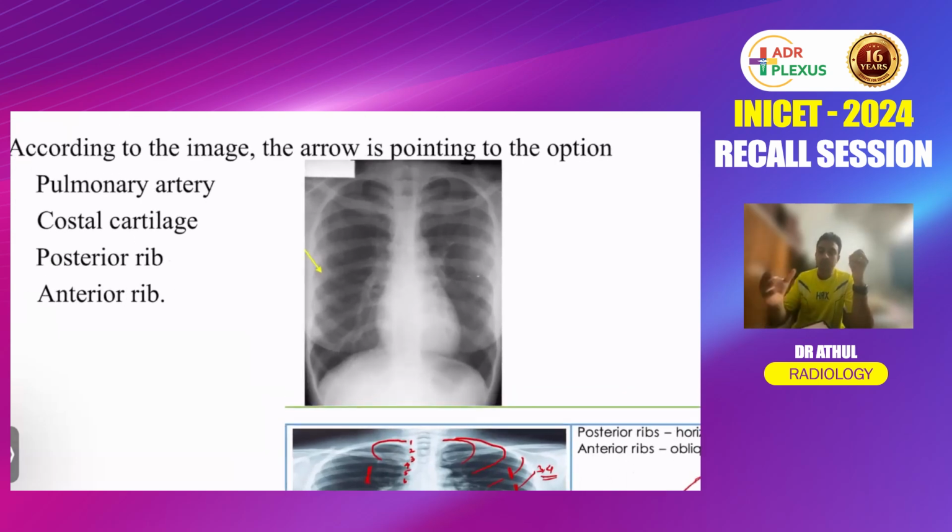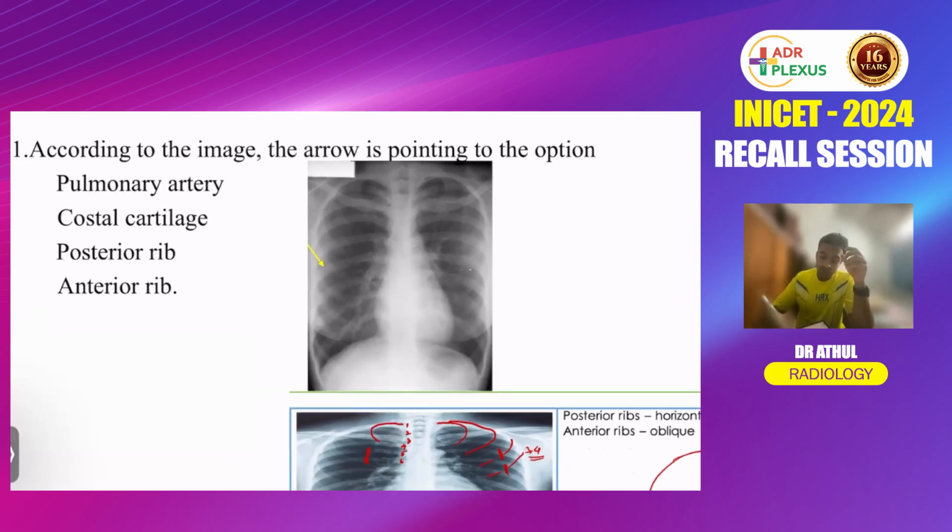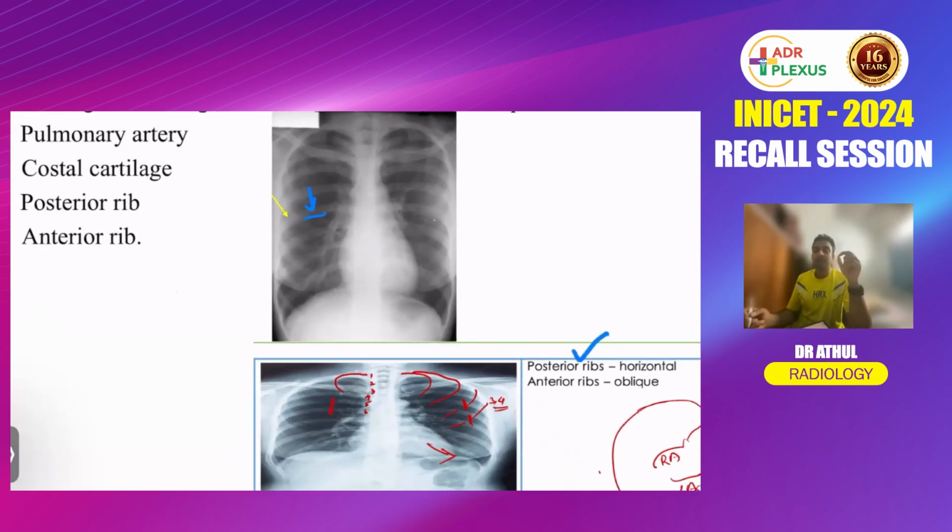Some students were telling that this arrow was pointing towards the anterior rib, and some were telling that the arrow was pointing towards the posterior rib. Whatever it is, if they are showing you an arrow like this, and if you are seeing the rib horizontal like this, that means it is a posterior rib. If the rib that they are showing is horizontal in orientation, then it is a posterior rib. And if the rib that they are showing is obliquely placed like this, then it will be anterior. So the answer will depend upon the orientation.